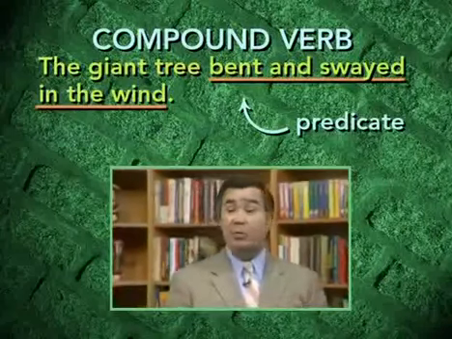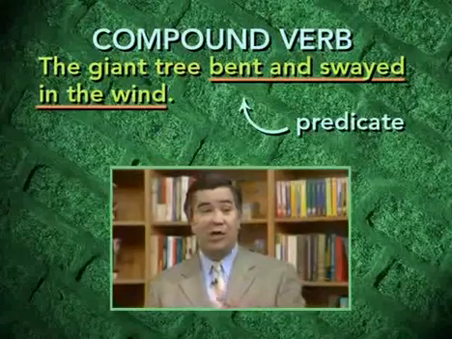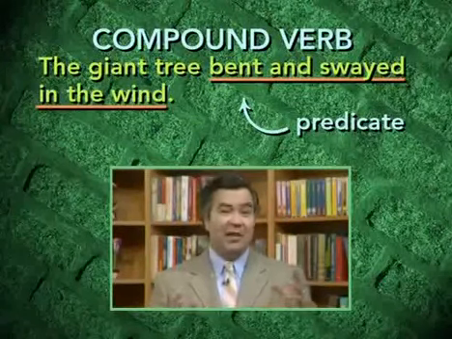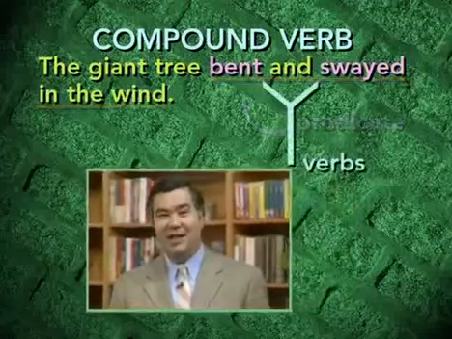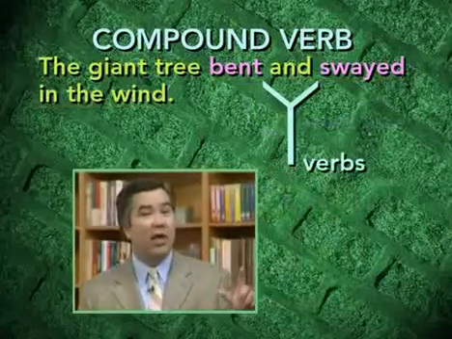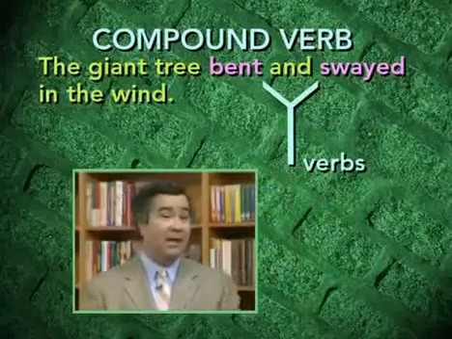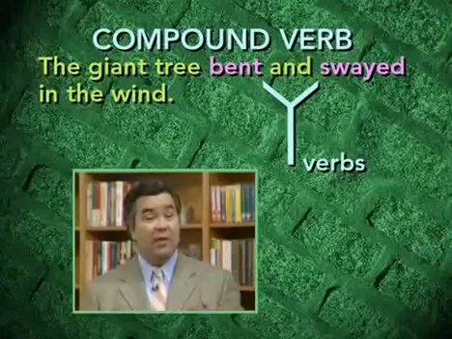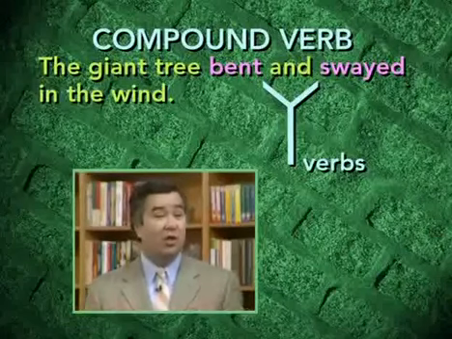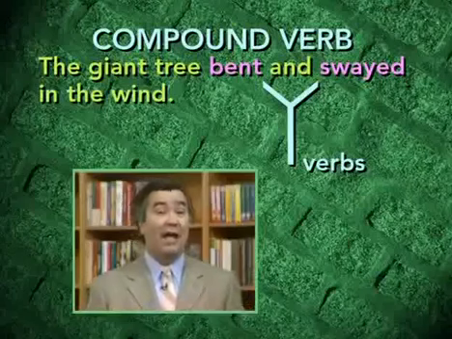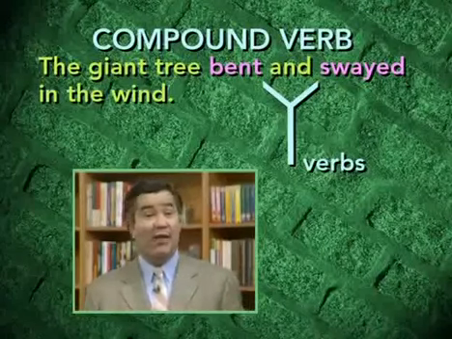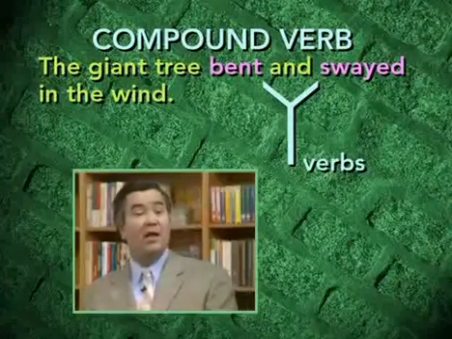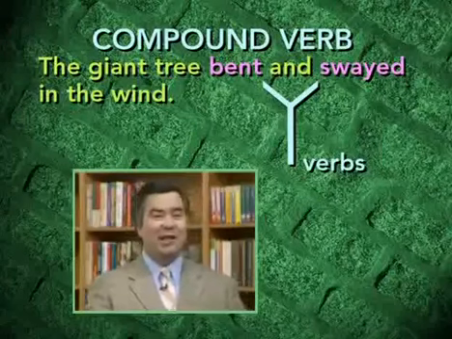Now, is there a most important word in the predicate, a word that tells you exactly what the tree did? Well, the fact is there are two words that tell you two things that the tree did. It bent, but it also swayed. So those two words, bent and swayed, are both equally important. They're both verbs. They both describe actions that the tree took, and they're connected by the word "and." So in this sentence, we have a compound verb. That is, two verbs joined by the word "and," both of which describe what the subject is doing.